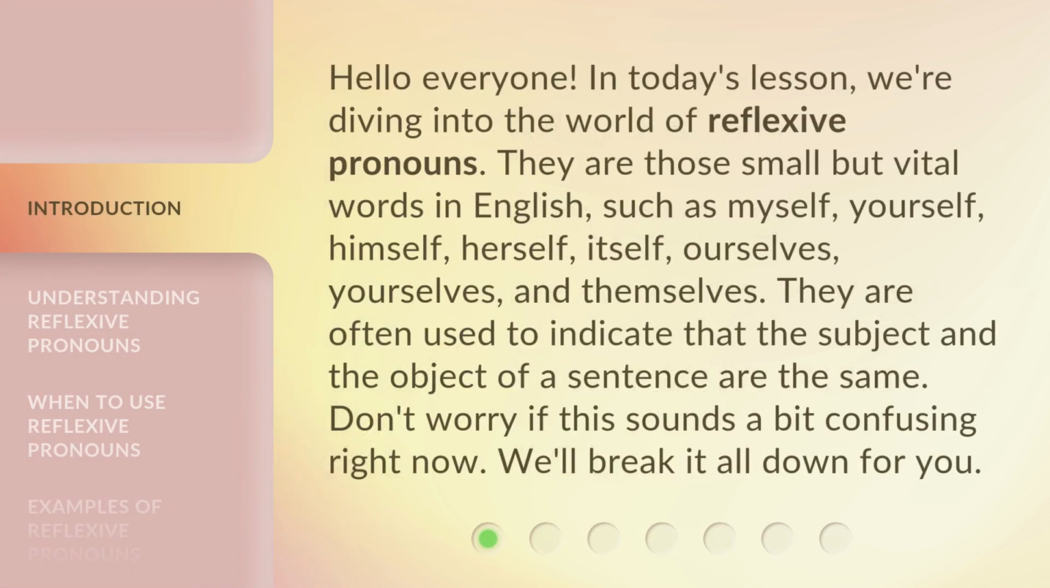Hello everyone. In today's lesson, we're diving into the world of reflexive pronouns. They are those small but vital words in English, such as myself, yourself, himself, herself, itself, ourselves, yourselves, and themselves. They are often used to indicate that the subject and the object of a sentence are the same. Don't worry if this sounds a bit confusing right now. We'll break it all down for you.